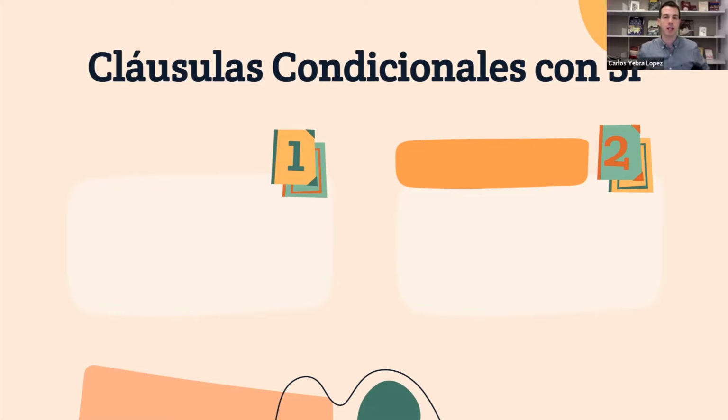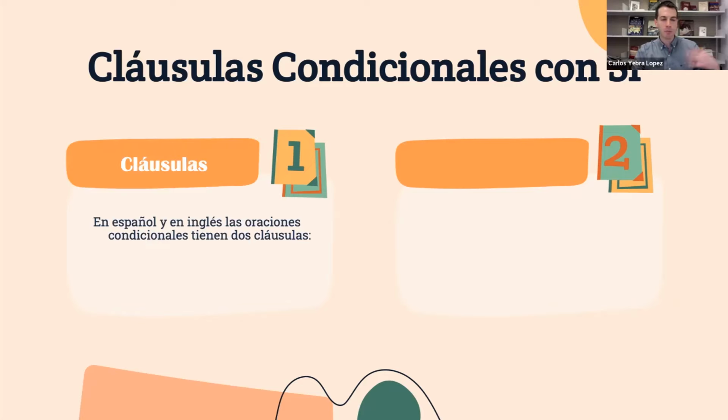We can obviously express the conditional without resorting to if clauses or cláusulas con sí. We can say, for instance, I would like to go to the beach. Me gustaría ir a la playa. And in that conditional sentence, I did not need to use any if clause or cláusula con sí whatsoever. Now, having said that, let's delve into the specificities of the cláusulas condicionales con sí.